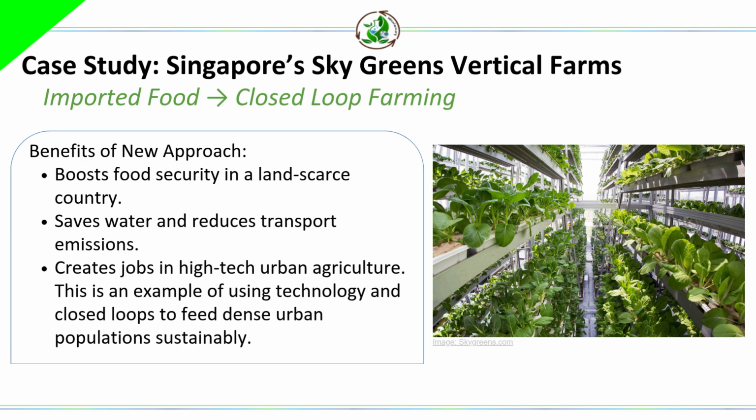Third, it creates jobs in high-tech urban agriculture, giving people opportunities in innovative farming technologies. Overall, this is a clear example of how technology and closed-loop systems can sustainably feed dense urban populations, even in places with little available land.